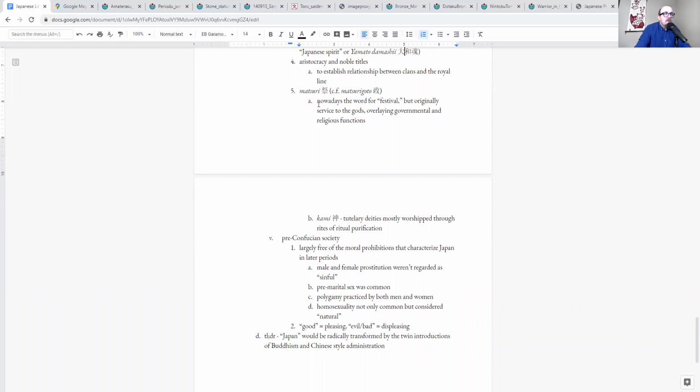Now, I want to talk about this concept of matsuri. In modern Japanese, the term matsuri is just the word for festival. If you have a cultural festival at your high school, bunka matsuri, it's just, hey, let's get together and eat street food and play games, like a festival you have anywhere else in the world. But in this early period, the word matsuri refers to a kind of service to the gods. And so it's, again, an example of this overlay between governmental and religious functions.